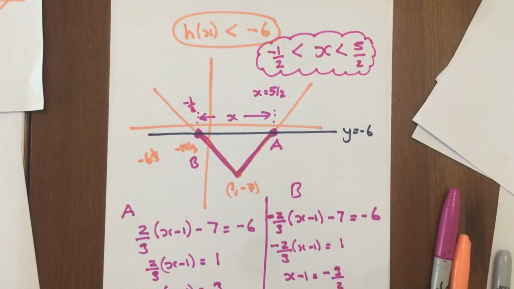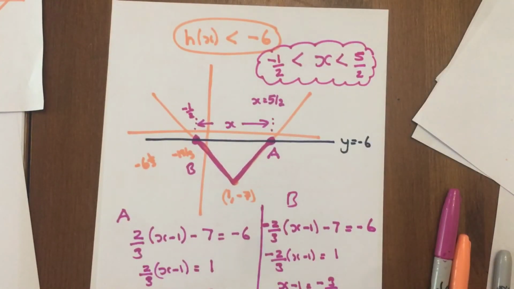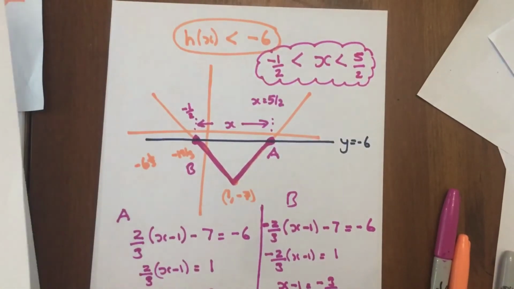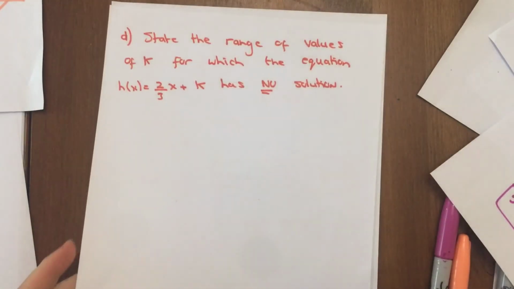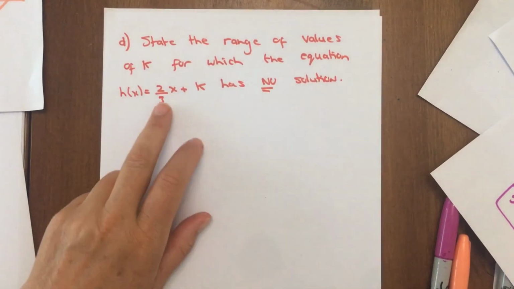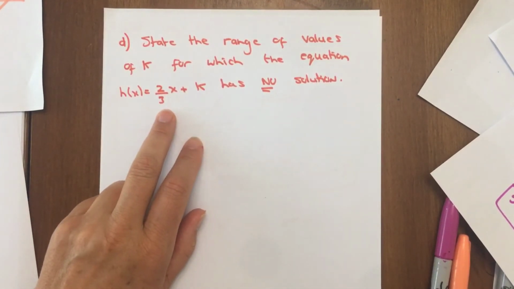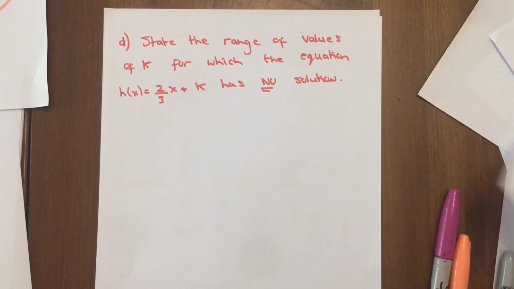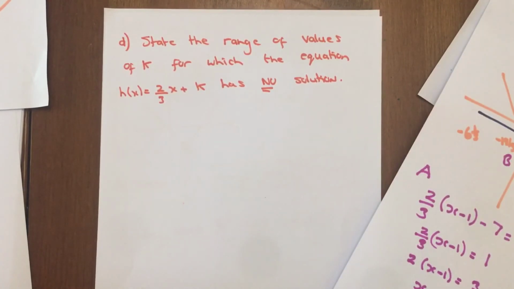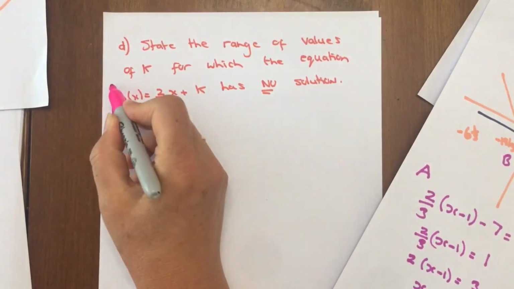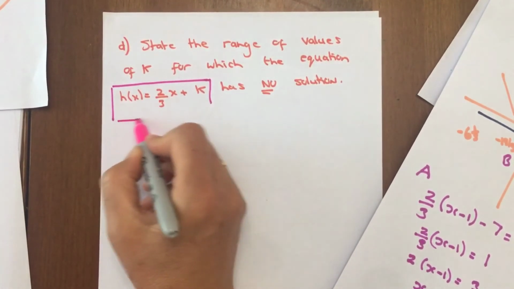Okay, well done. Now we have one last tricky question, part B. State the range of values of k for which this equation has no solutions. So this is very similar to the first one that I did. Have a think about that. I'll give you a couple of clues and you're going to pause the video and have a go.